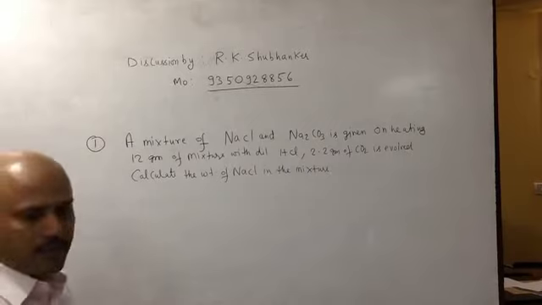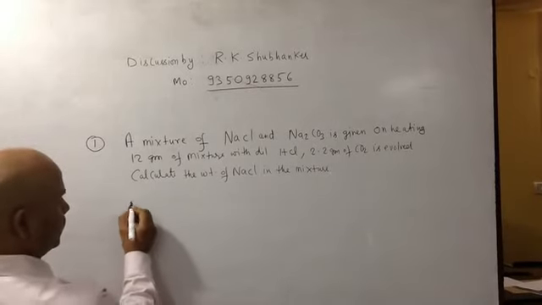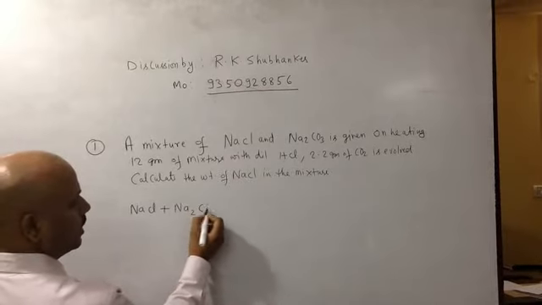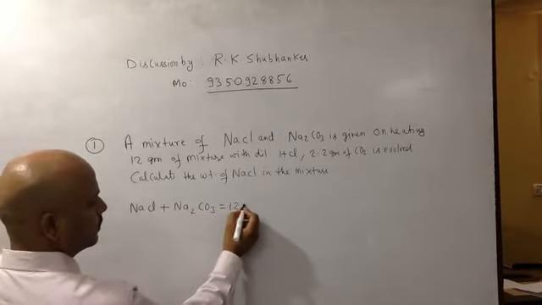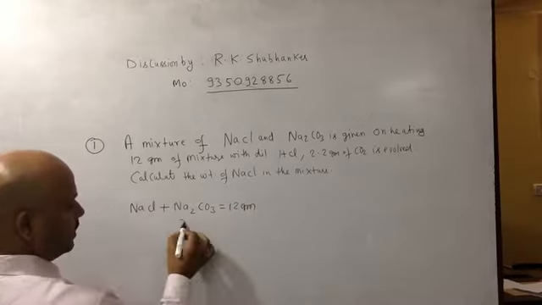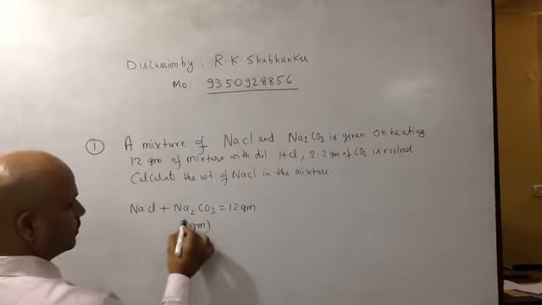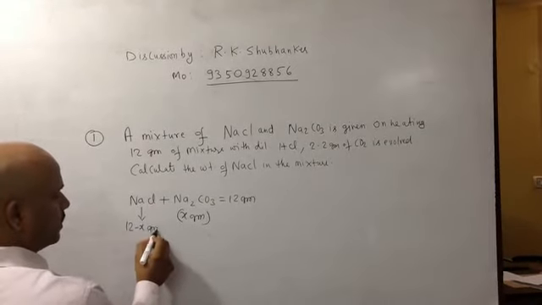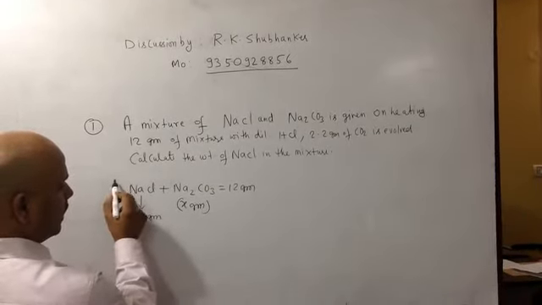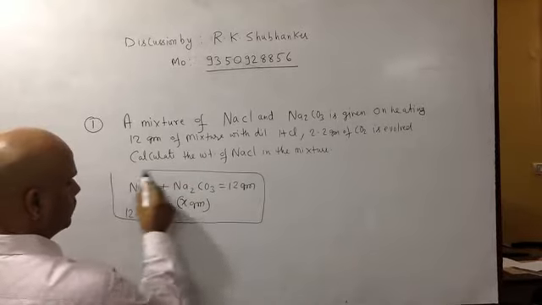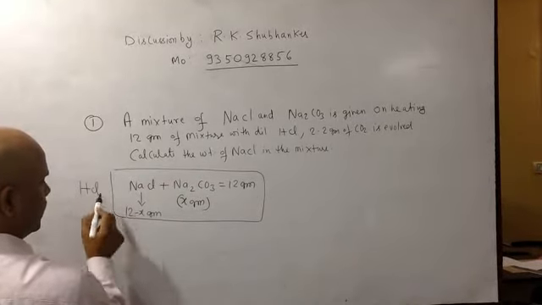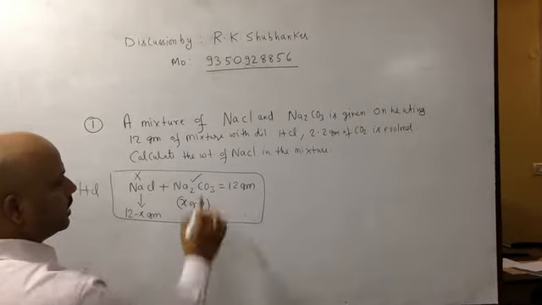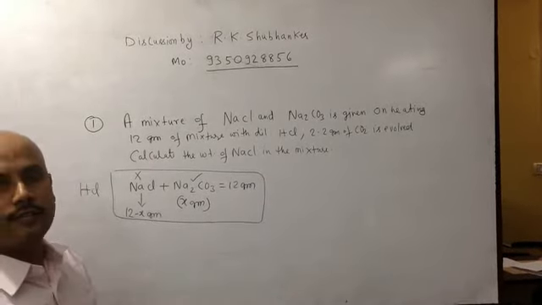Let us say we have NaCl plus Na2CO3, 12 gram. If the Na2CO3 is x gram, then NaCl will be 12 minus x gram. Now, when this mixture reacts with HCl, NaCl will not react with HCl. It is only Na2CO3 which is going to react.